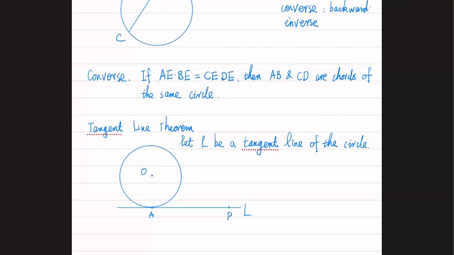Okay, Kira, do you remember what this theorem states? The tangent line theorem. Not really, but I know A is the only point where the tangent meets a circle. Okay, was it like OA is perpendicular to the line? Yes. Okay, then OA is perpendicular to L.